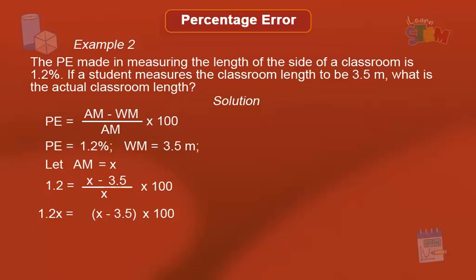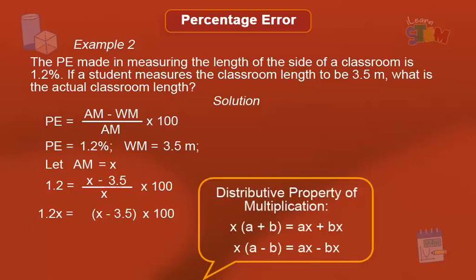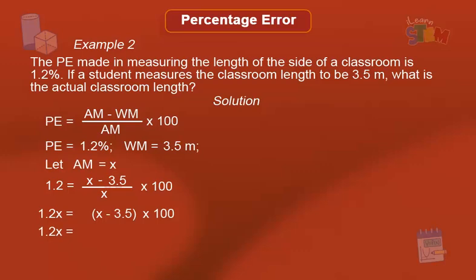Now, we will expand this equation by applying the distributive property of multiplication, which states that multiplying a number by a sum or difference is the same as multiplying that number by each term in the sum or difference, and then adding or subtracting the results. 1.2x equals 100 multiplied by x is 100x. 100 multiplied by minus 3.5 is minus 350.